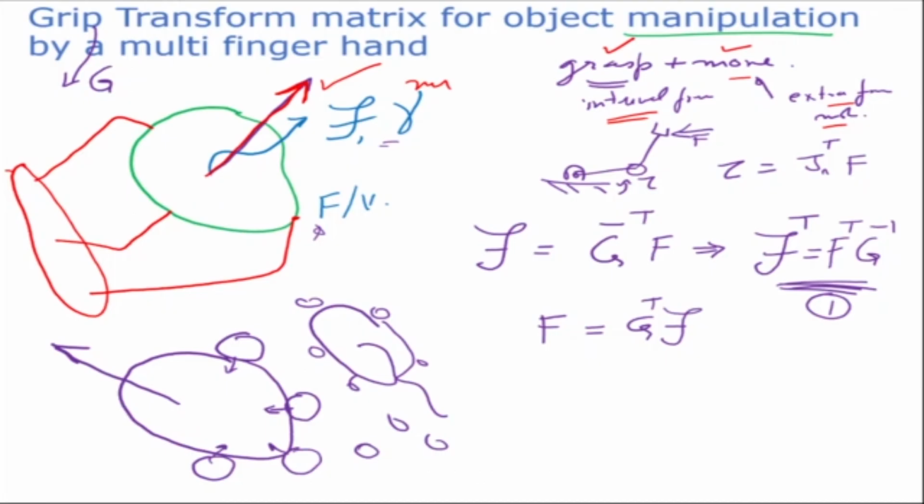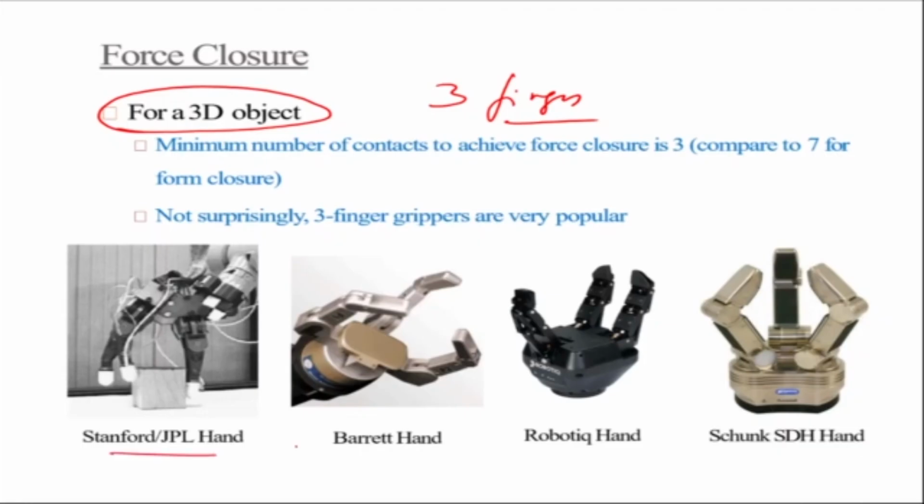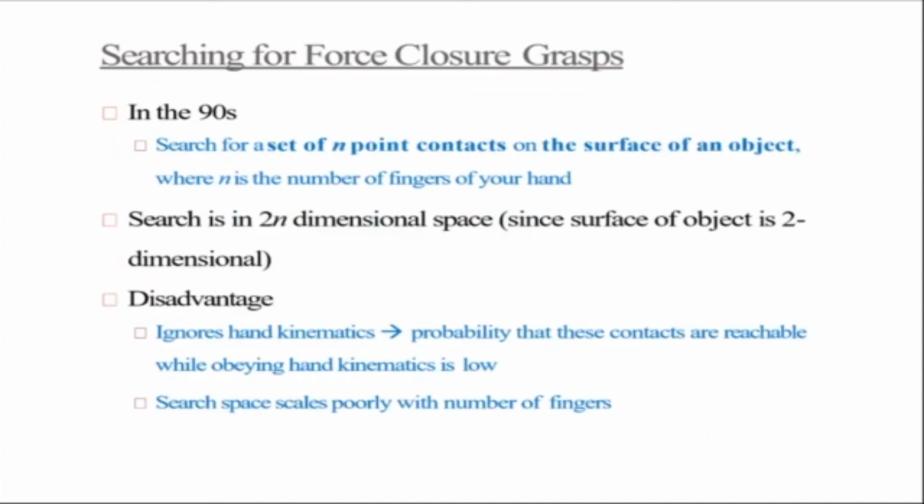Now, we also looked at force closure, and we understand that in 3D, you need 3 fingers. And that is why most of the robot hands have 3 fingers, and they basically work on the concept of force closure. So if you look at various robot hands, the Stanford hand, Barrett hand, and the skunk hand, they all have 3 fingers because that ensures force closure.